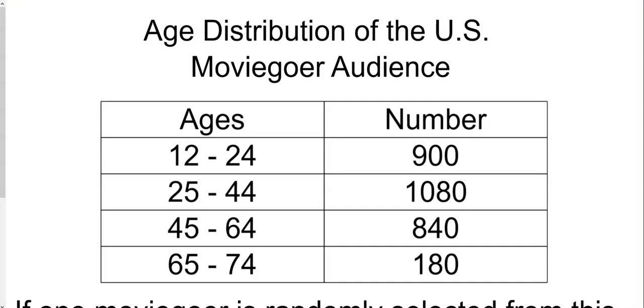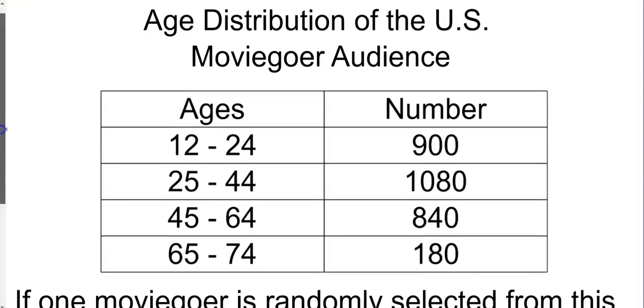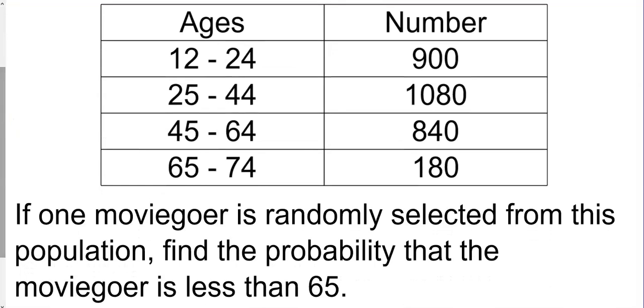Give you a moment to look at it. And then the probability that we're after, this is what we want to know. If one moviegoer is randomly selected from this population, find the probability that the moviegoer is less than 65. Try it.